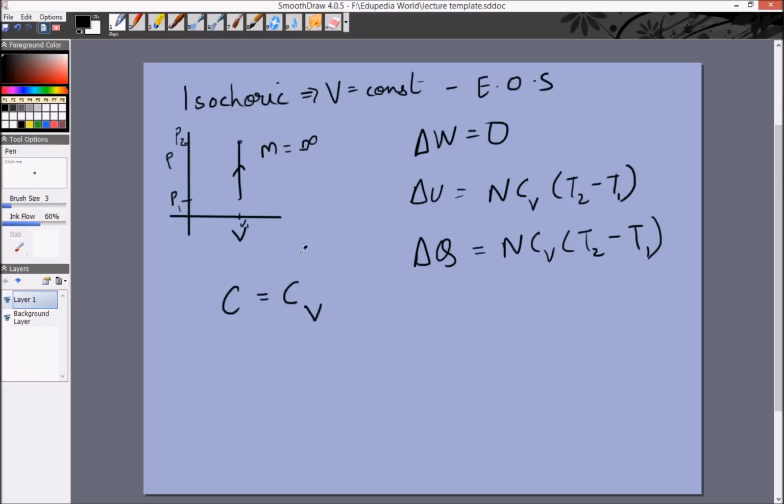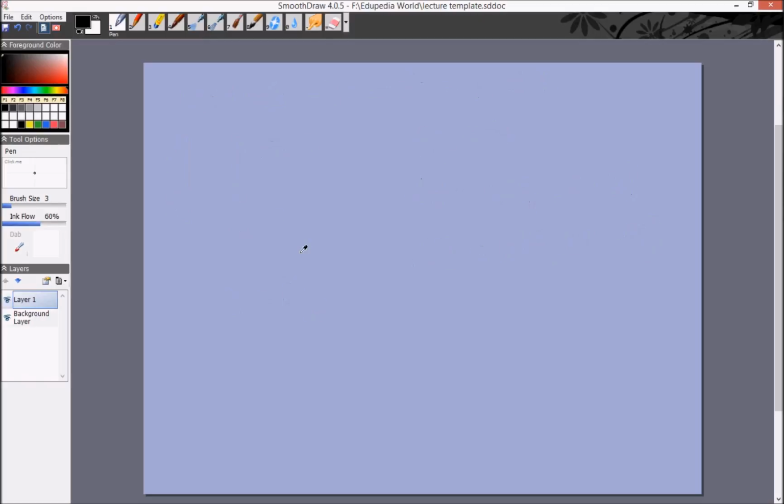Let's look at the next one. It's an isobaric process. In an isobaric process, P is a constant. That can be taken as the equation of state.